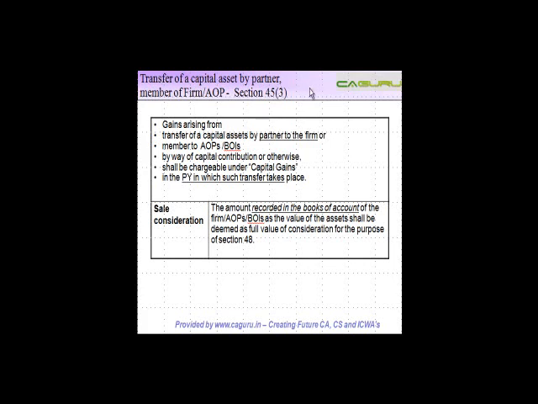Transfer of a capital asset by a partner, member of a firm or AOP. Section 45, subsection 3. As usual, we first need to understand what we are talking about. So let's say there is a firm.